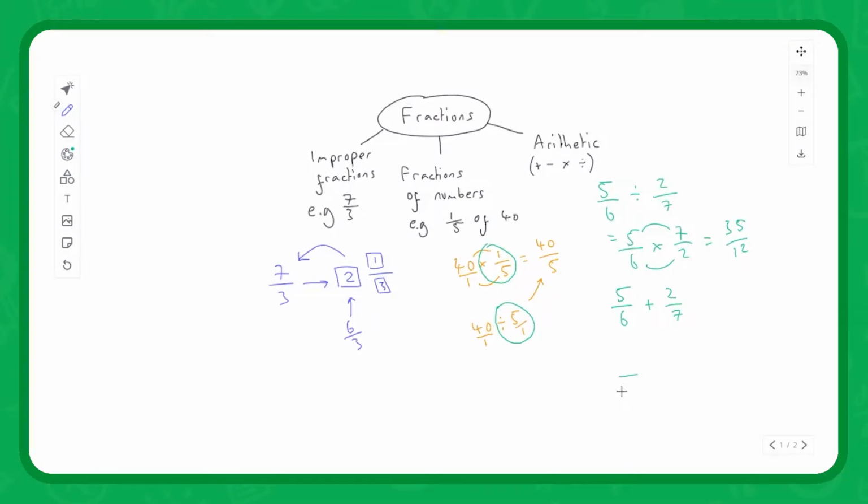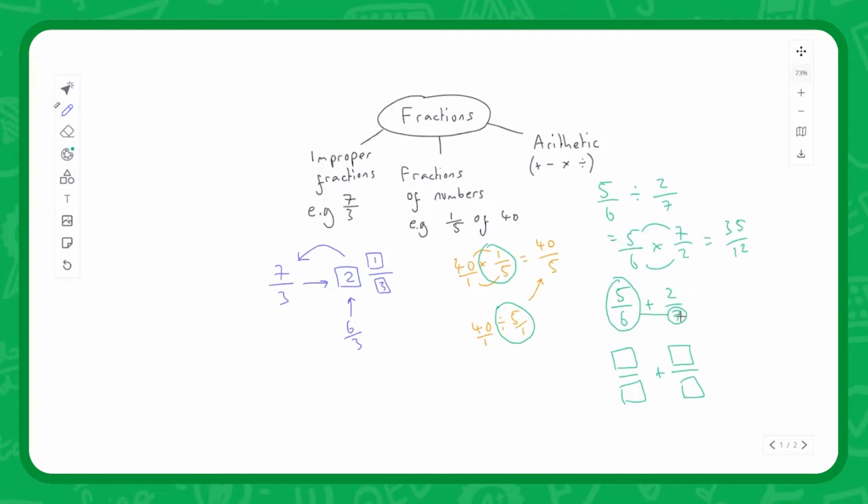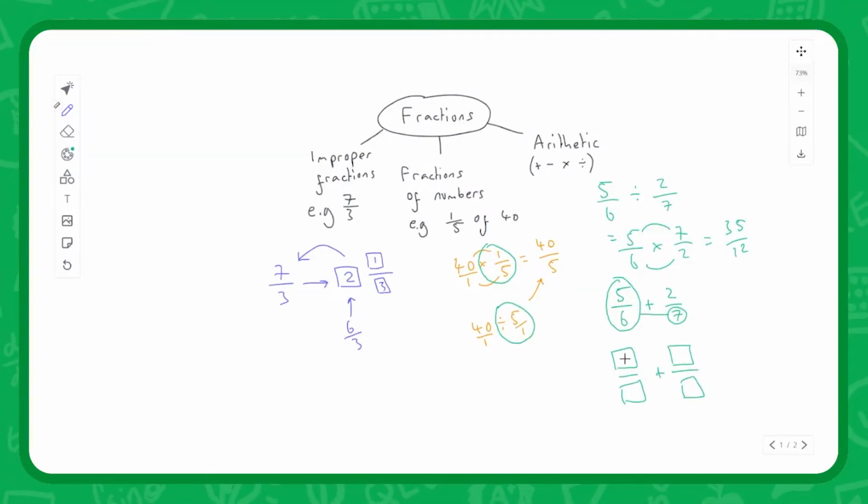So I need to have the same number here as I have here on the bottom of my two fractions, and I'll have two different numbers on top. Well, the trick we can do is we can take this whole fraction and we can times it by 7, by that denominator. And what we end up with is 5 times 7 on the top, which is 35.